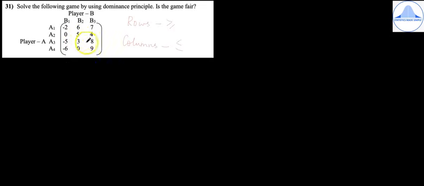5 is greater than 0, but 4 is not greater than 9. Next do A3 with A1. Minus 4. Minus 5 is not greater than minus 2. 3 is not greater than 6. So next do A3 with A2.